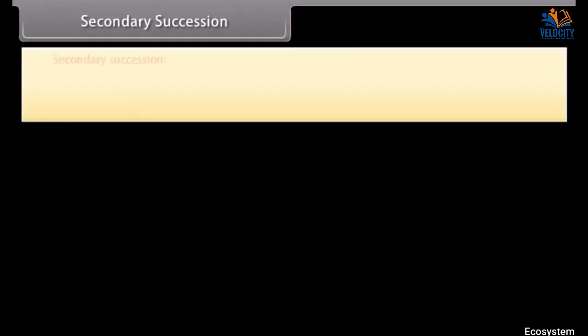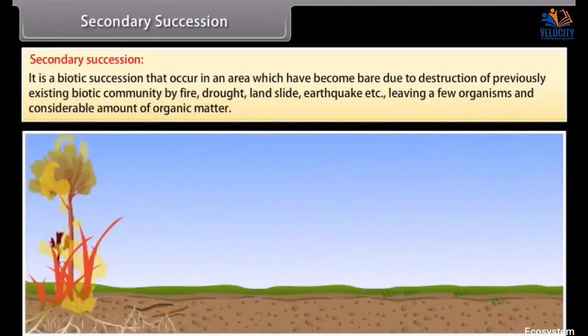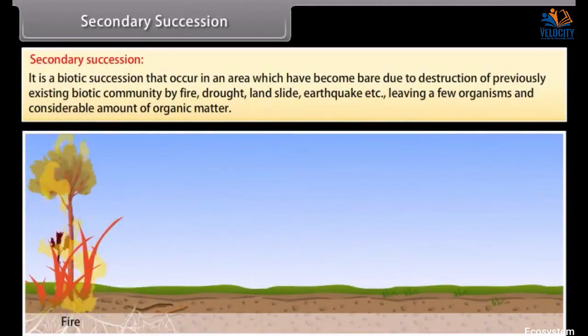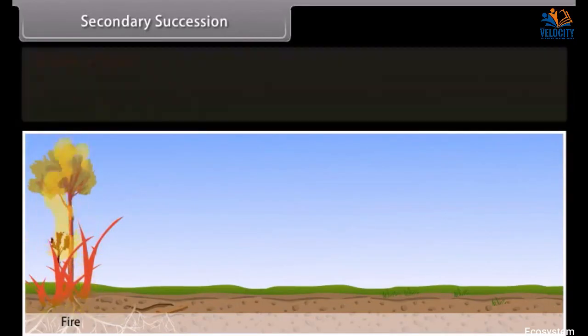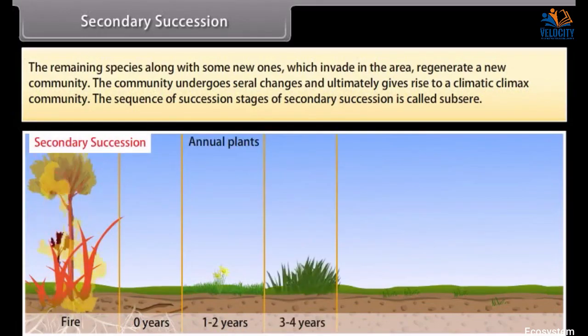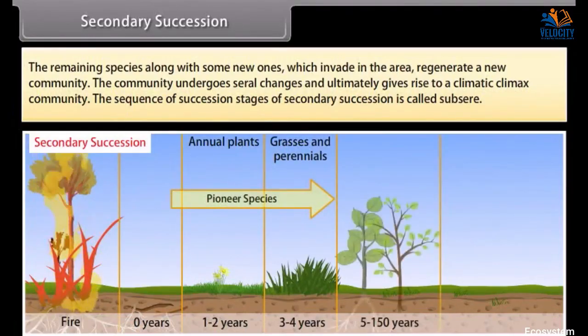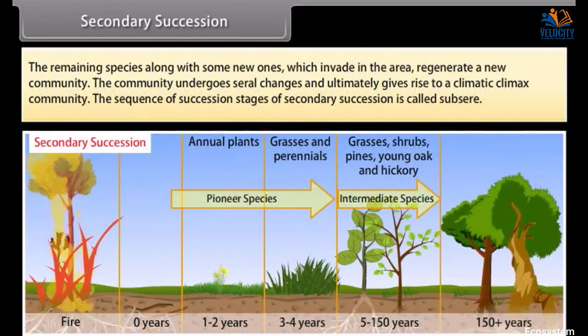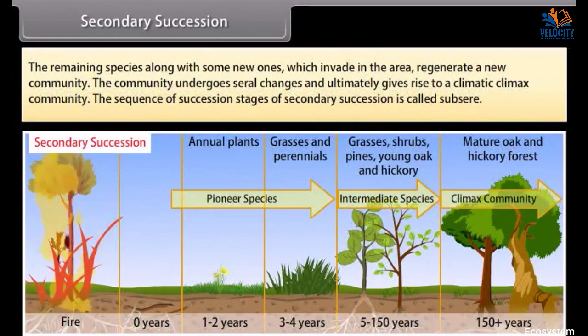Secondary succession. It is a biotic succession that occurs in an area which has become bare due to destruction of previously existing biotic community by fire, drought, landslide, earthquake, etc., leaving a few organisms and a considerable amount of organic matter. The remaining species, along with some new ones which invade the area, regenerate a new community. The community undergoes seral changes and ultimately gives rise to a climatic climax community. The sequence of succession stages of secondary succession is called subsere.